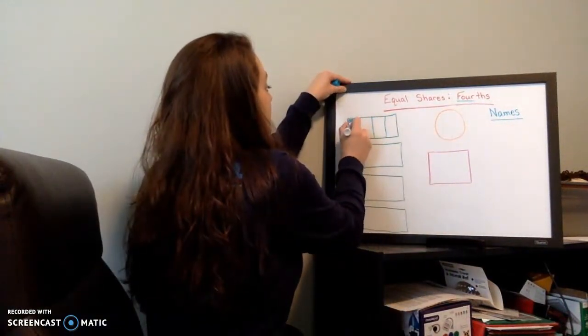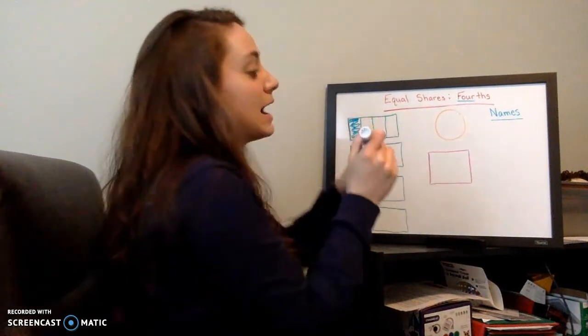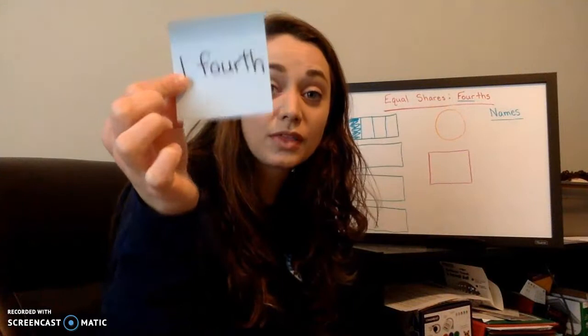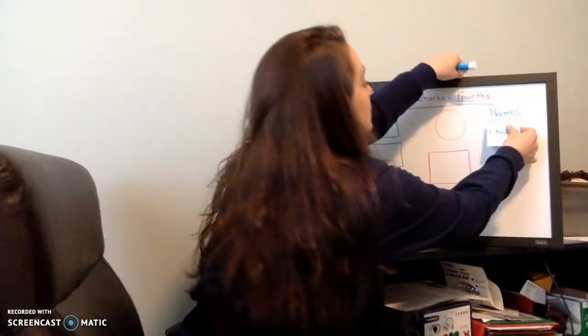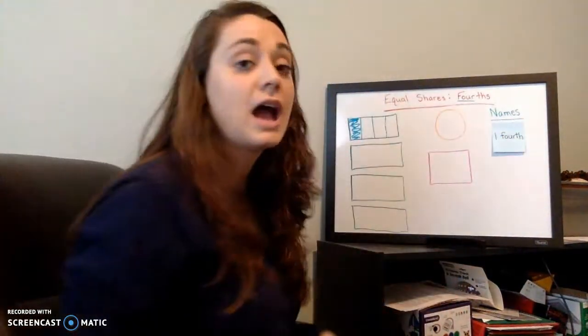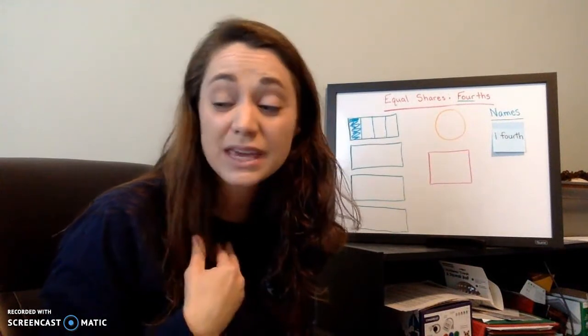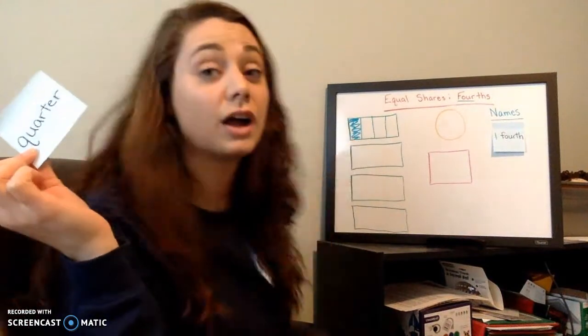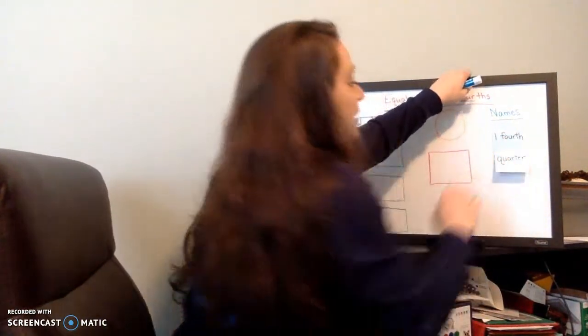So let's talk about some different names for this part. I'm only going to talk about the part I'm eating. This one is my piece of the cracker. So I could call that 1/4. That's one name for the part that I'm going to eat. So I'm going to stick that over here. Okay? I could also call my piece a quarter. That's a quarter of the cracker, so I'm also going to stick that over here.